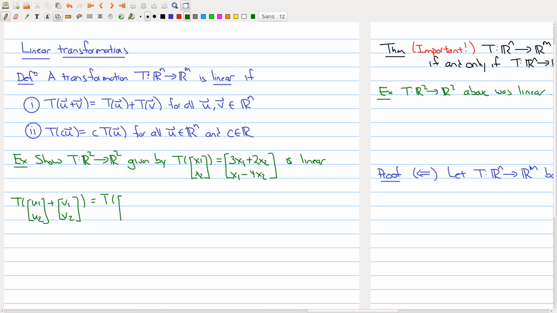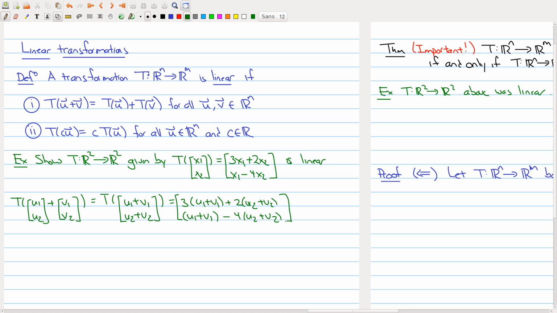So that, of course, means I get the vector u1 plus v1 and u2 plus v2. And now I'm going to stick it into my function. So I'm going to get 3(u1 plus v1) plus 2(u2 plus v2) in the first coordinate. And in the second spot, I'm going to get (u1 plus v1) minus 4(u2 plus v2).